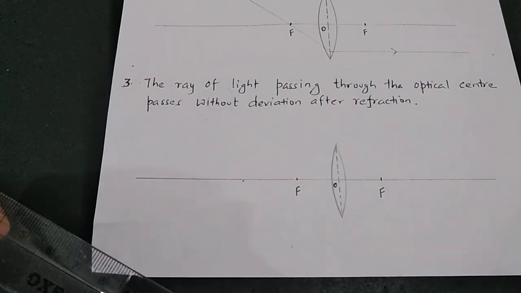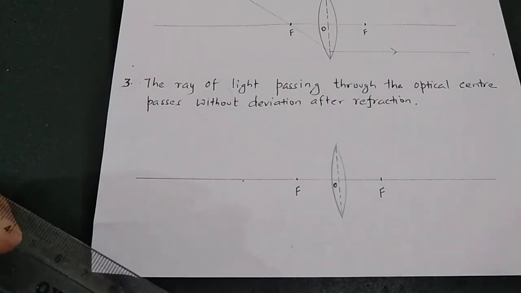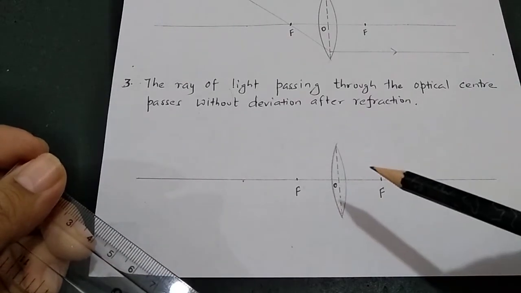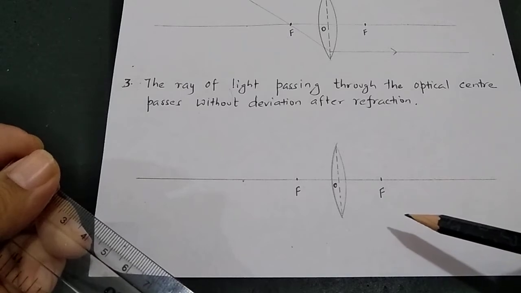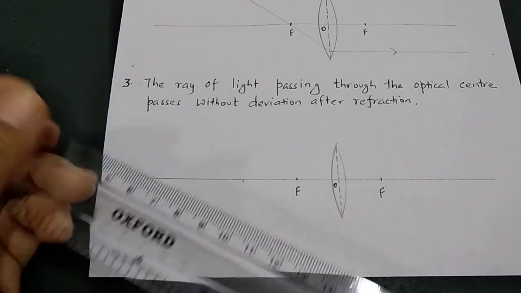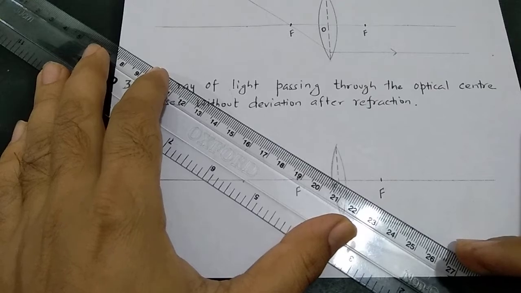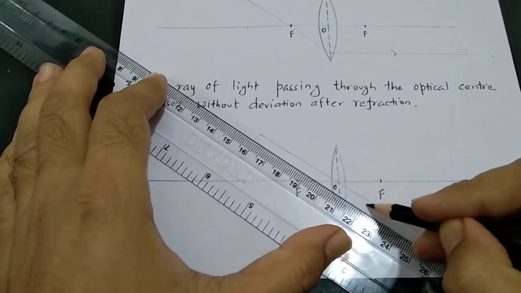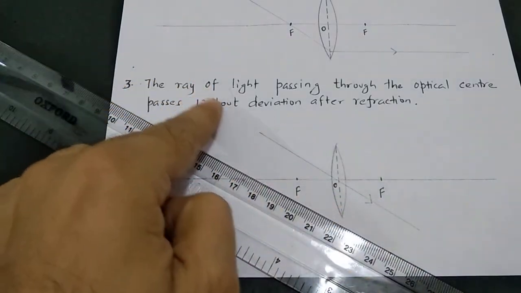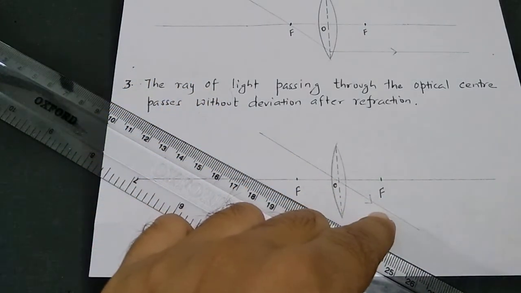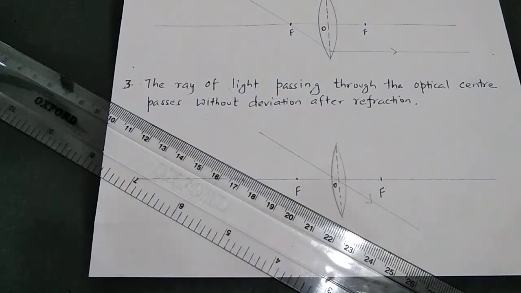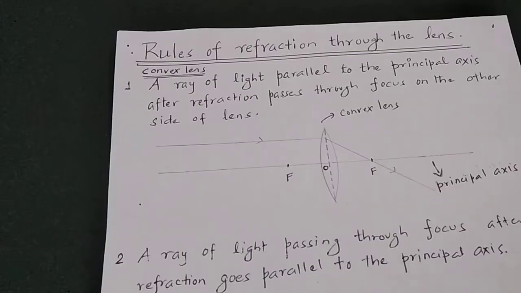Let's move to rule number 3. The ray of light passing through the optical center. This one is the optical center of the lens. A ray of light passing through the optical center passes without deviation after refraction. So let's draw the line passing through the optical center. See here, the ray of light is propagating in a straight line without any bending or deviation. So this is rule number 3.